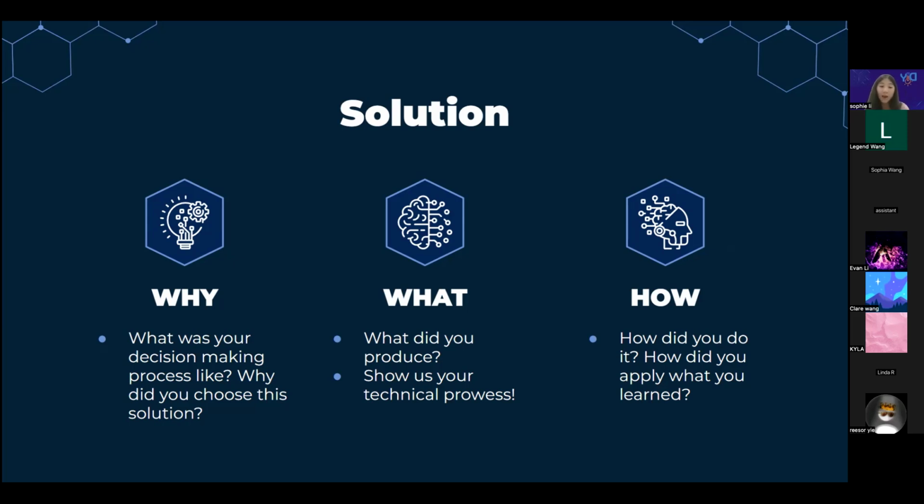Second is the what. So this is where you tell us what exactly you produced. You can show us your technical prowess here. Be specific about all of the details and moving parts of the product that you produced. I'm saying product in a very general sense. We don't expect you to actually have a physical prototype. If you do, that's amazing. This can be an app, this can be a chatbot, this can be a Discord bot, anything helpful using the skills that you've learned across these 3 learnathons.